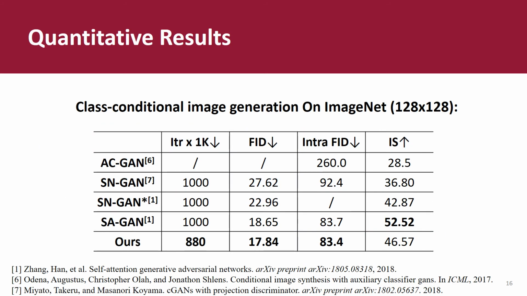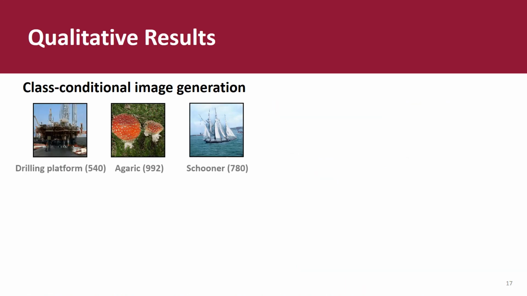We evaluate our attentive normalization in class-conditional image generation on ImageNet. Compared with SelfAttention GAN, our method yields lower FID and intra-FID. It shows our module performs comparably to SelfAttention, which verifies our module can improve class-conditional image generation performance.